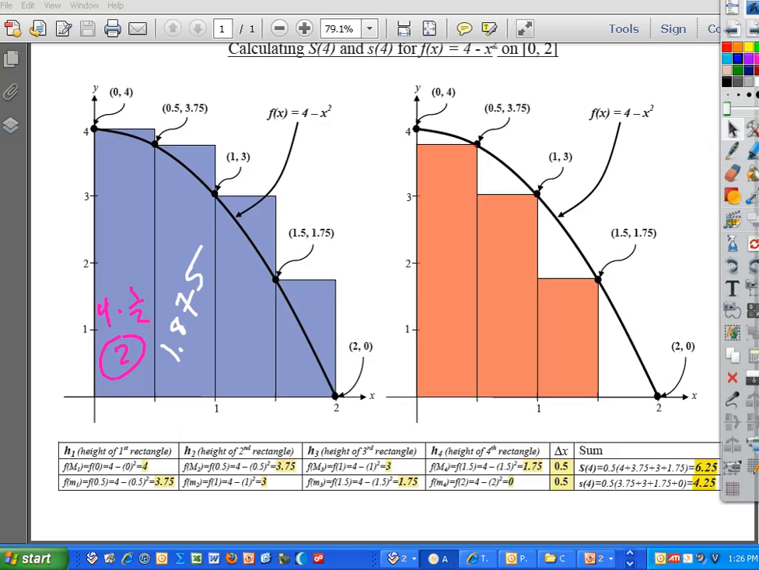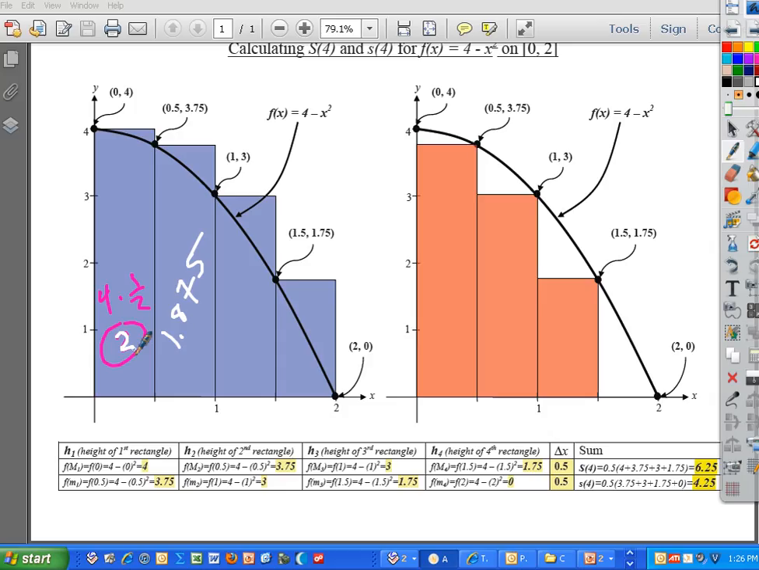So 2, wait, can you repeat that? Whoops, I think it was 1.875. Yeah, we go over that. 1.875 because I just multiplied, because the width was 0.5 and the height was 3.75. You just multiply. Okay? Yep.